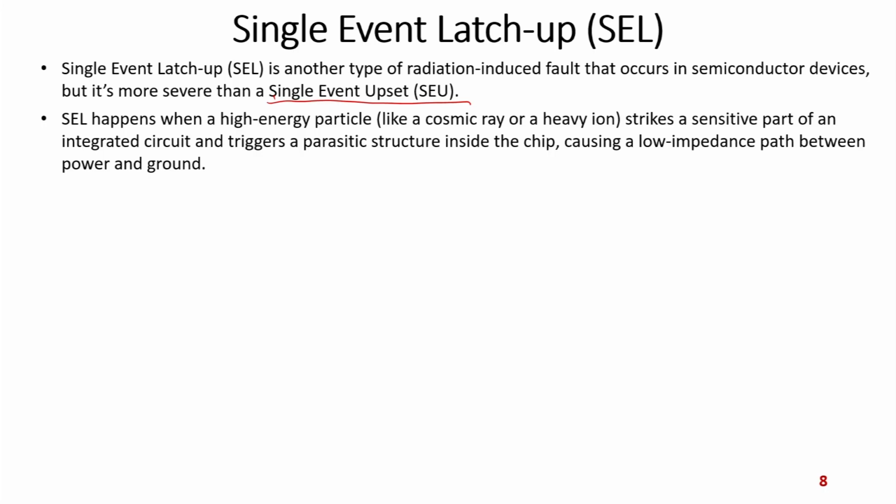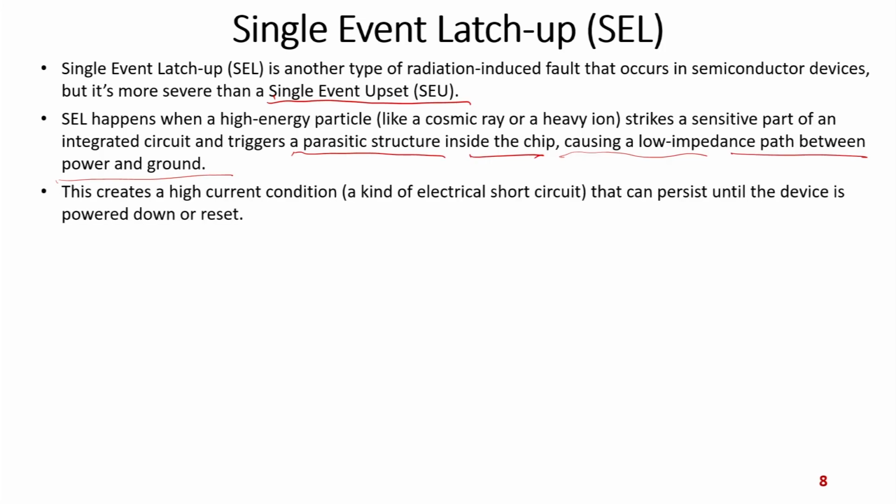Here, when a cosmic ray or heavy ion strikes a sensitive part of an integrated circuit, it can trigger a parasitic structure, which we will see inside the chip, causing a low impedance path between the power and the ground. So, what is happening is something like a short circuit: a very low impedance path is created between the power and the ground, and when this happens, the semiconductor device, or the memory device, will not work the way it should work. It will not be controlled the way semiconductor devices are normally operated.